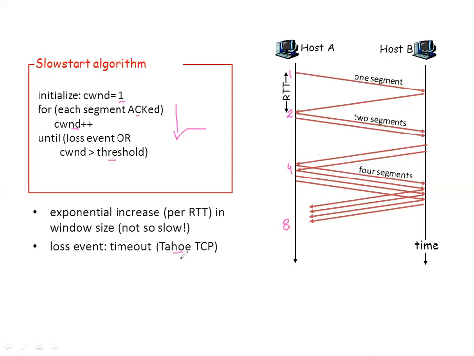So this will continue until threshold is reached. Okay, so as we were discussing in the previous slide, suppose the value of threshold is 8 only at this point, then at this point the sender will stop this slow start phase and it will start another phase, that is congestion avoidance.